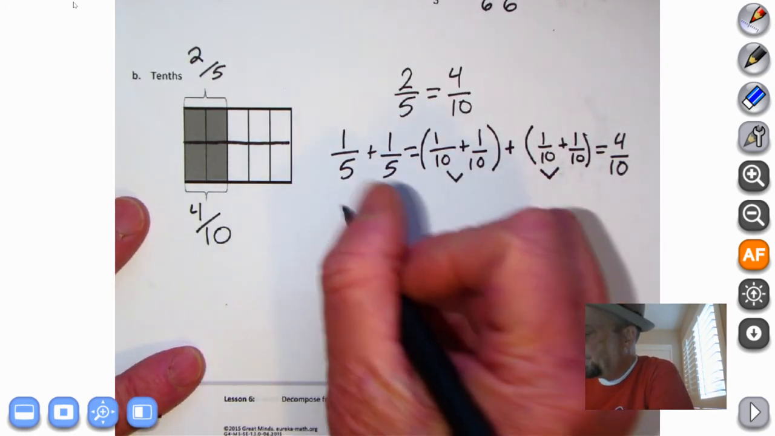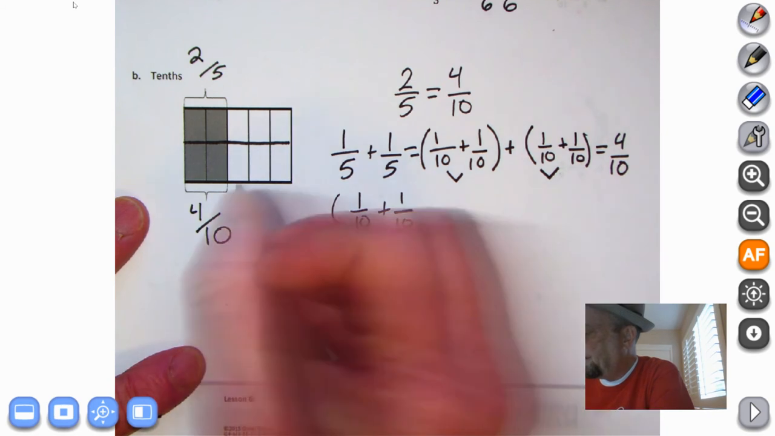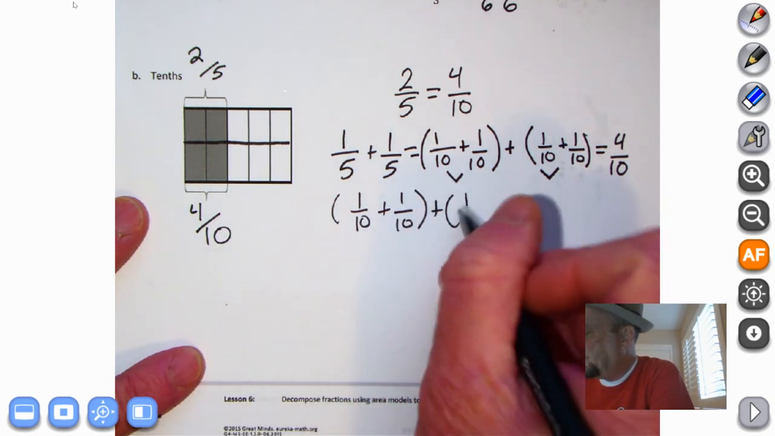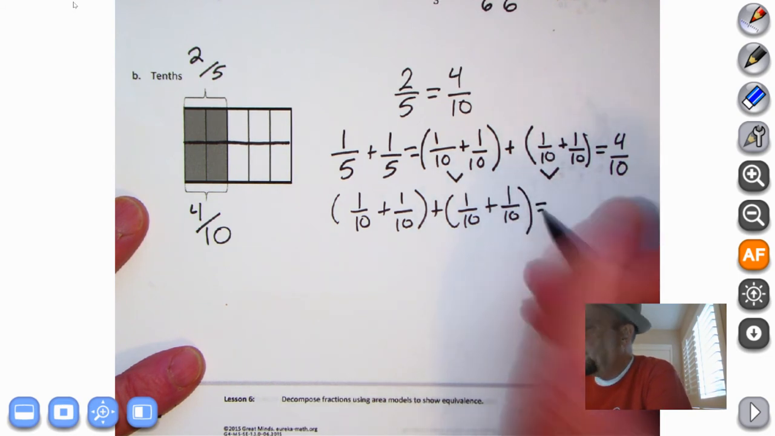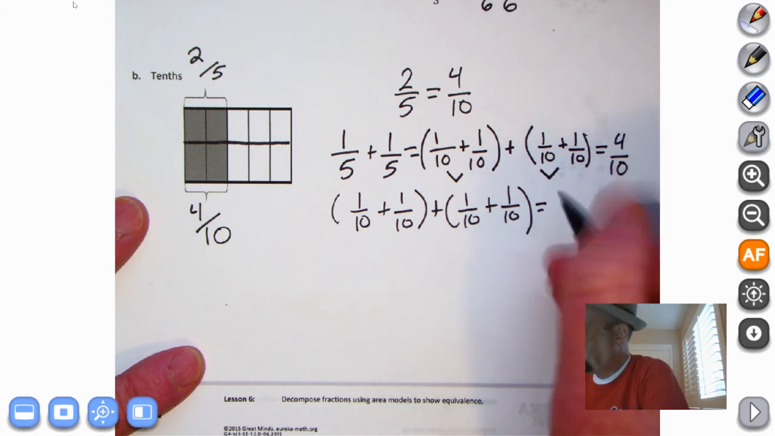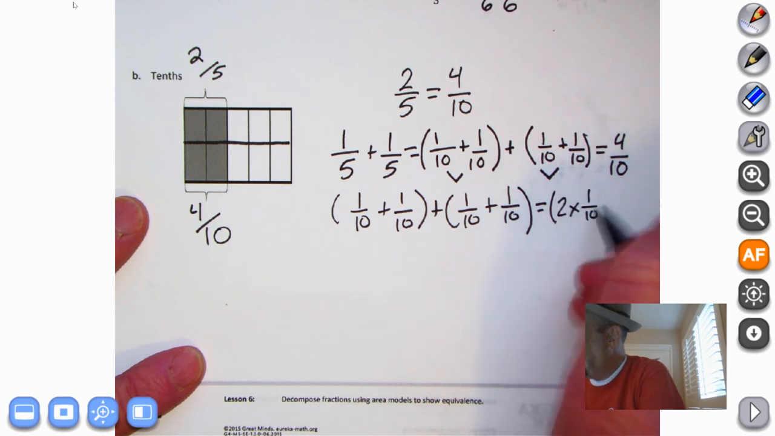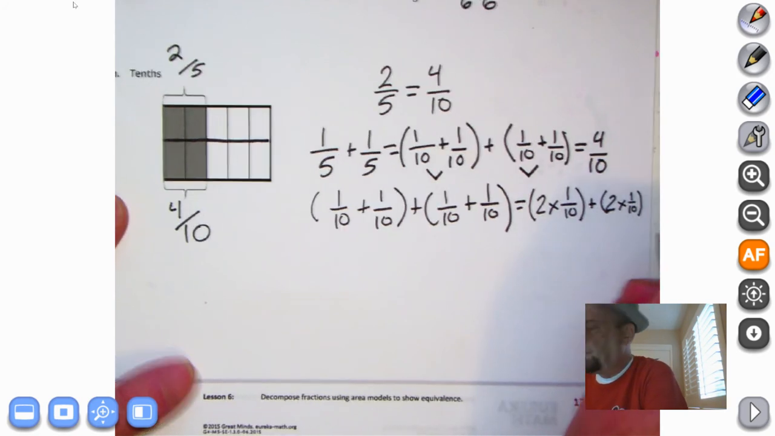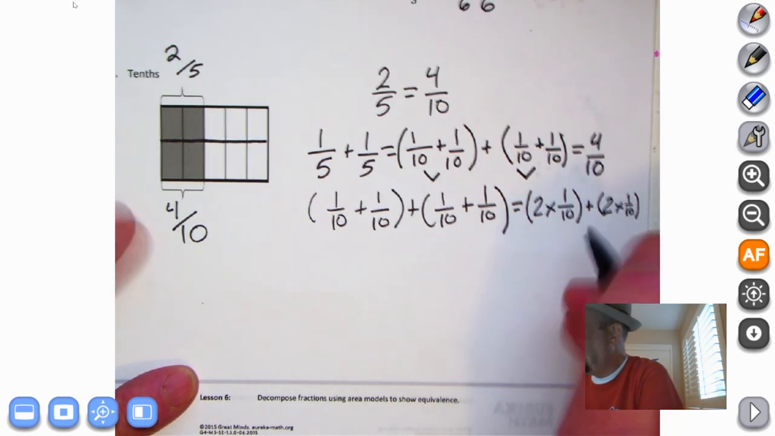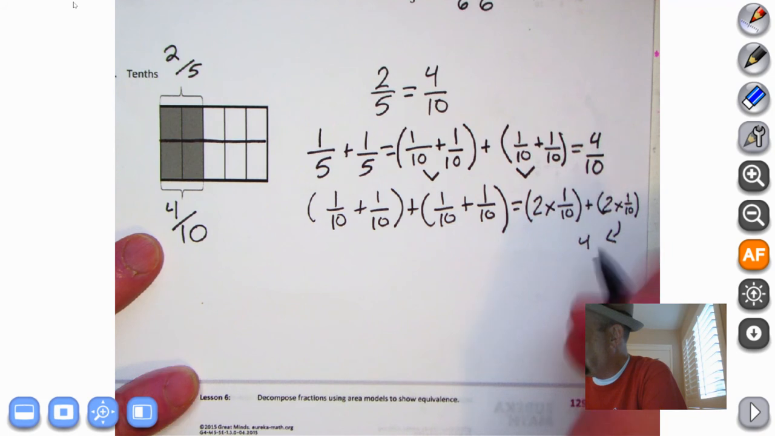So we go over here and we can say that 1/10, one of these little guys, plus 1/10, another little guy, plus parentheses 1/10 plus 1/10. Guess what that equals? What are we going to do next? We're going to go 2 times 1/10. See what I mean here? 2 times 1/10 plus 2 times 1/10. All right. So 2 times 1/10 plus 2 times 1/10. What does that equal? I'll just do a little arrow here. Of course, it would equal 2/10 plus 2/10 would be 4/10.